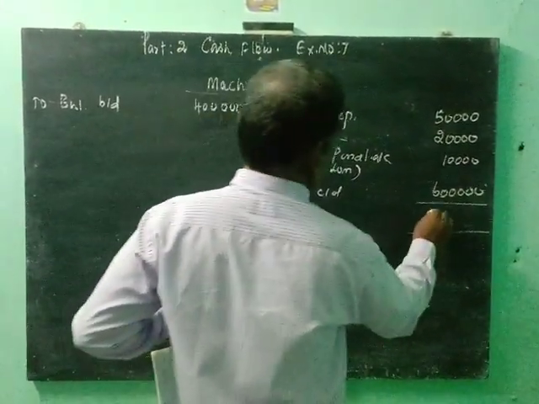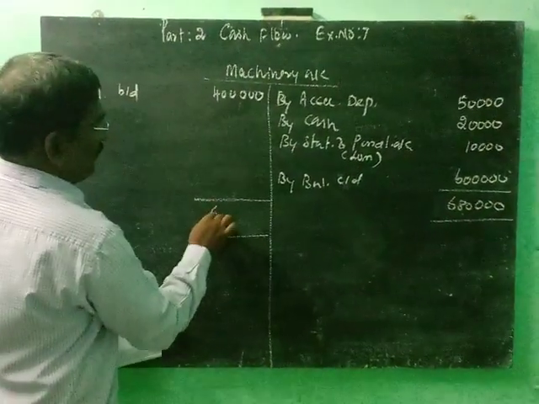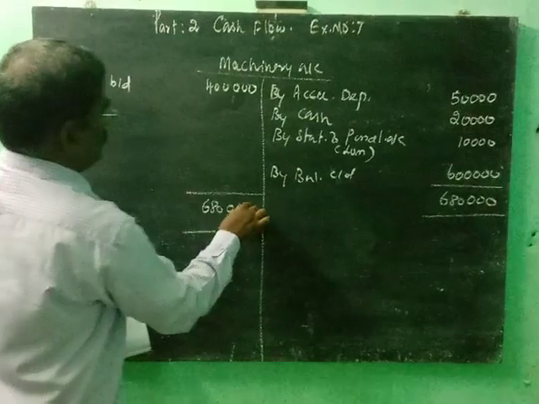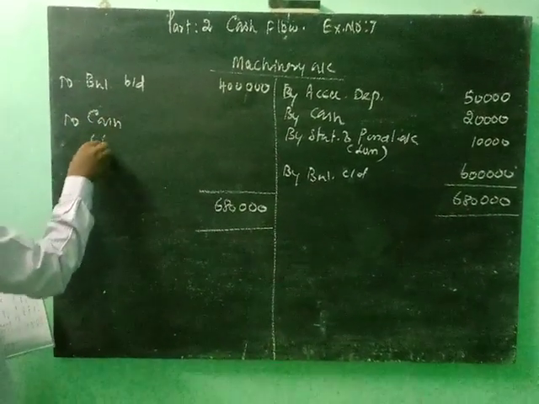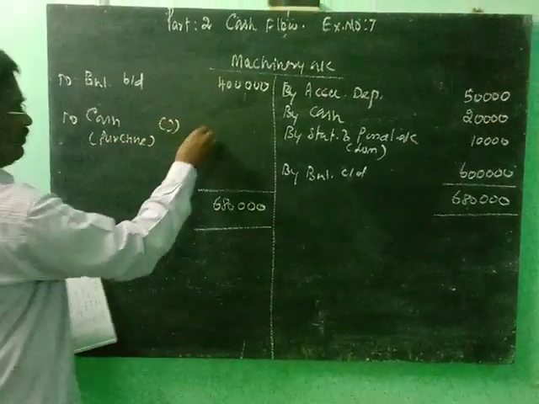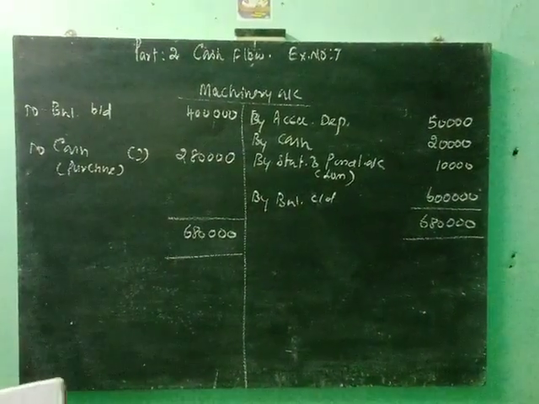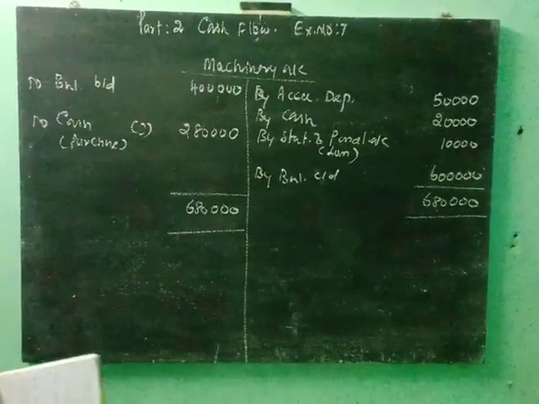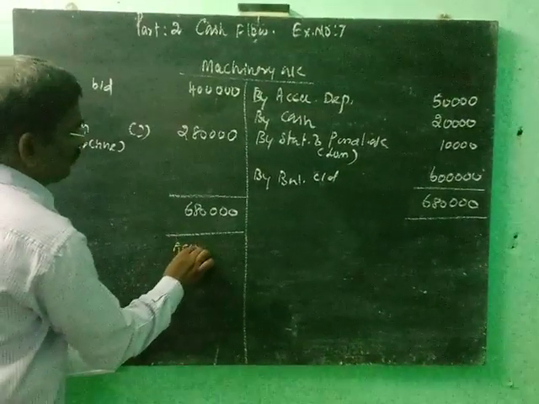So the total 6,80,000. Here also 6,80,000. So the balancing figure is machinery purchase. So in this year the company bought machinery for rupees 2,80,000. Simultaneously you must prepare accumulated depreciation account.